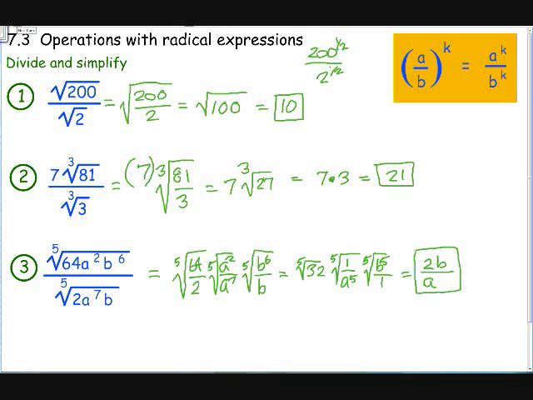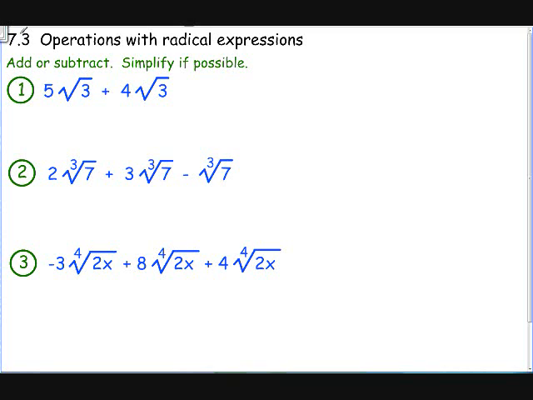Now this is the fun part: adding and subtracting. What did we say up front we had to be aware of? We had to look for like terms. You're going to like this sheet, or maybe not. Maybe you'll find it boring. I think you'll like it because these are all like terms. So it's going to make it a little easier for us.